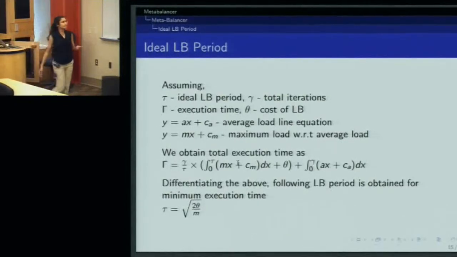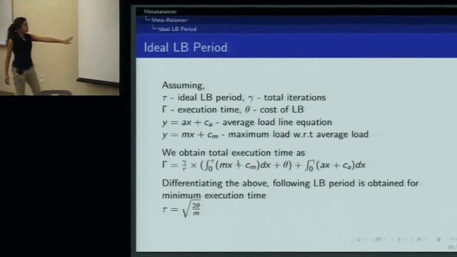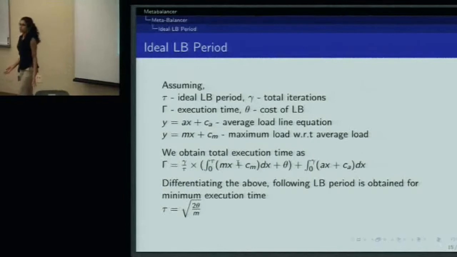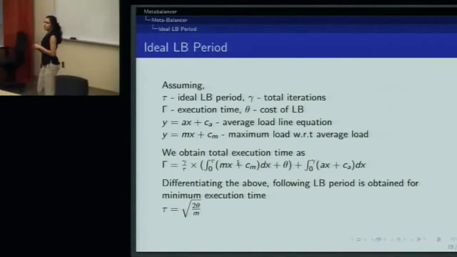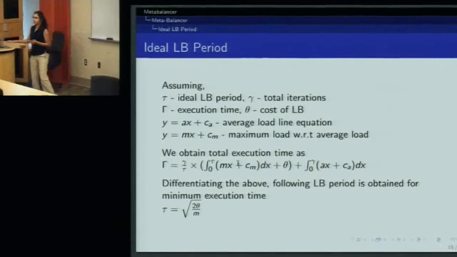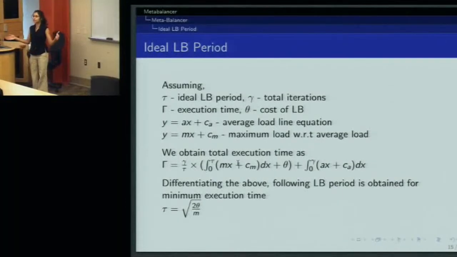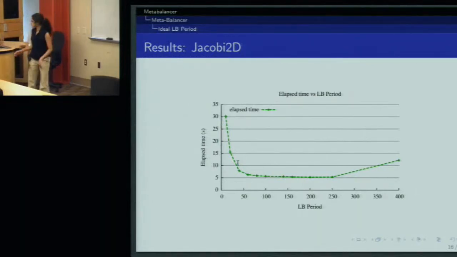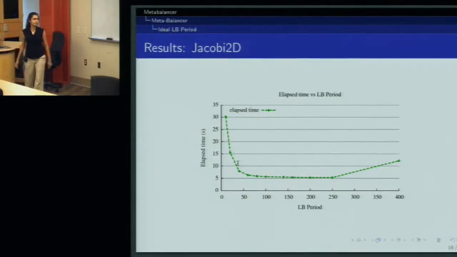And we find that the ideal LB period is directly proportional to the cost of load balancing and inversely proportional to how fast the max increases. So if we have a huge LB cost, then the LB period is expected to be large, because we have to get the benefit of doing load balancing. This is being used by the meta balancer to identify the ideal LB period.